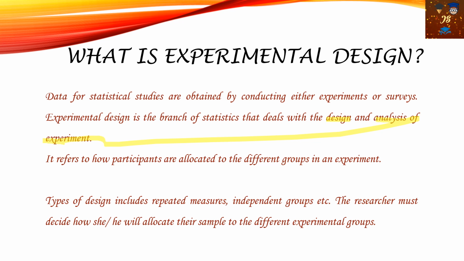ultimate result. So the types of design include repeated measures. That means you can repeat the same experiment twice if you are not satisfied with that particular design. You can change the design also.